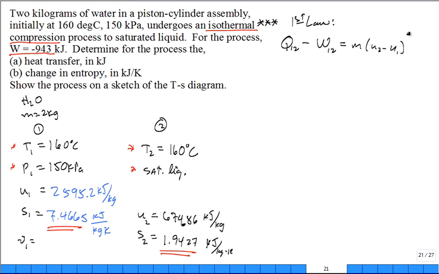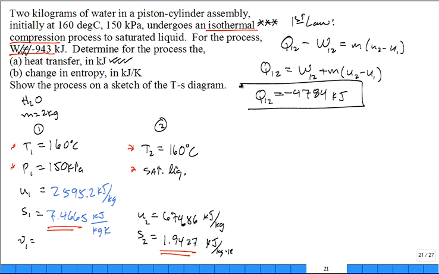Okay? So what do we have? We have that the heat transfer, the question for part A, is equal to the work which was given to us plus the mass times U2 minus U1, nothing to do with entropy, and we calculate that it's negative 4784 kilojoules. What does the negative sign imply? It's heat out of our system. And that's where the entropy is going. It's going with the heat out of the system. That's why the entropy is lower at state 2. But we'll get into more of an entropy balance.